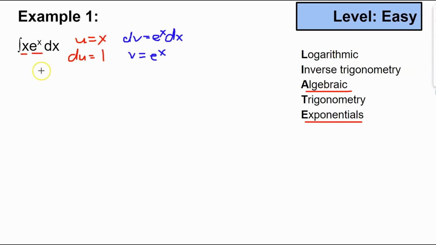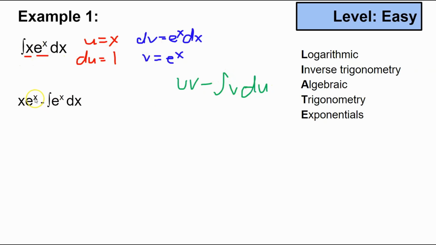So once you find these values, you take the formula. If you don't remember it, it was uv minus the integral of v du. And you put the values you found accordingly. So when everything is done, that would be x e to the power of x minus the integral of e to the x dx. Obviously, we're not done here, as we still have another integration stage to do, the integral of e to the power of x, which is very simple. It's just e to the power of x. So our final answer turns out to be x e to the power of x minus e to the power of x plus c.